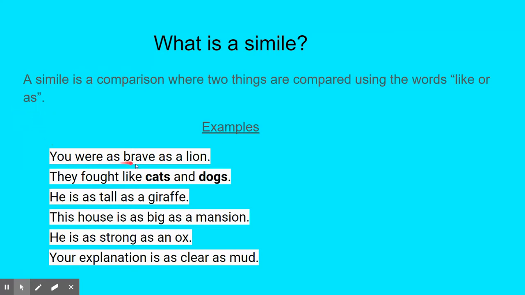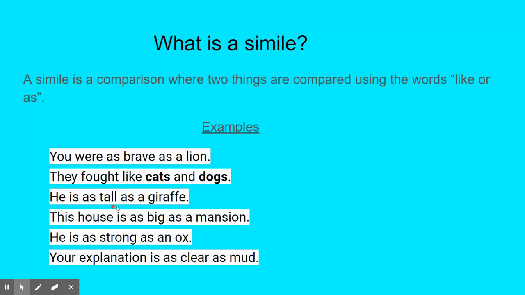You were as brave as a lion. There's as right here and as right here. And then they're comparing the braveness of you to the braveness of a lion. They fought like cats and dogs. They're comparing your fight to the fight of a cat and a dog. And then the word like is right here.